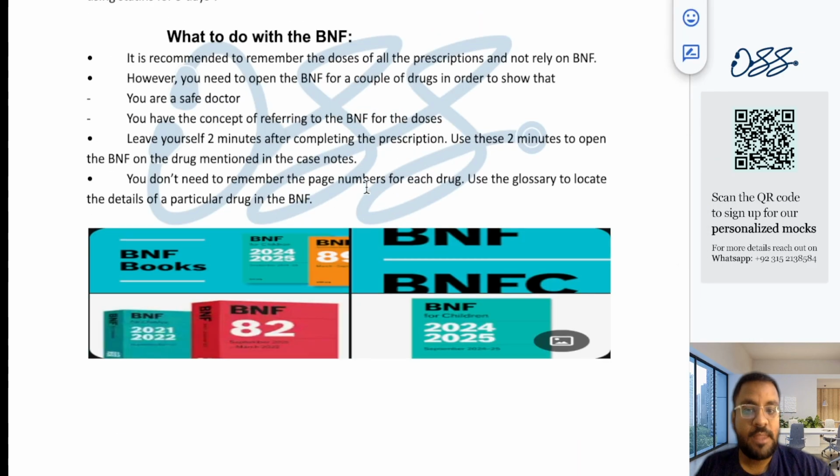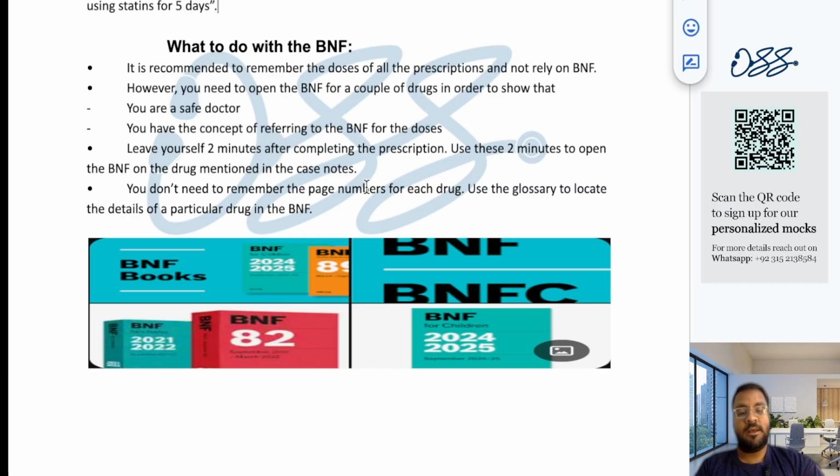Okay, now let's just come to the last section, that is the BNF. The BNF is a book that is given to you. It's the Bible of the drugs and the medications that are used in the NHS by the doctors. Okay, and you have to use the BNF.